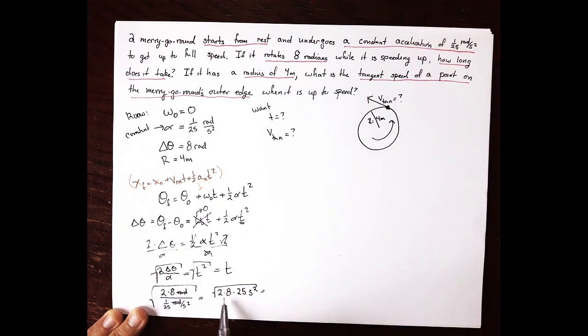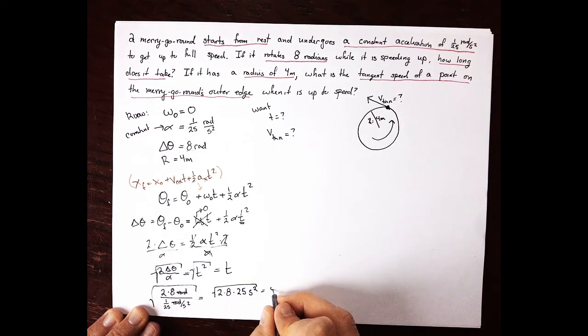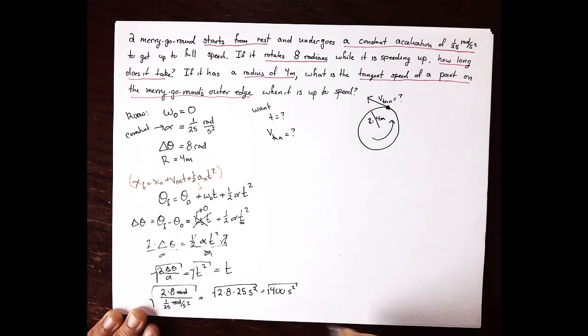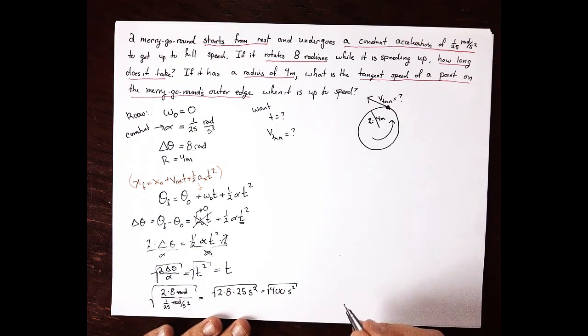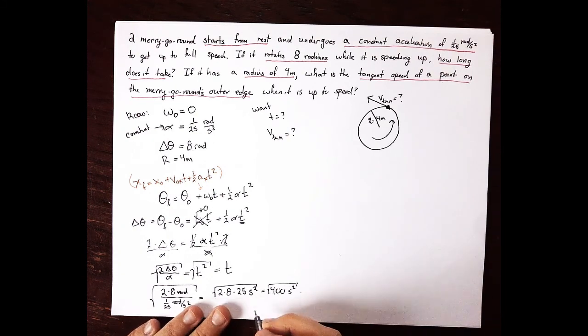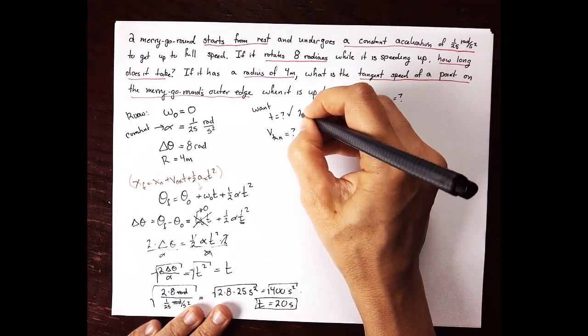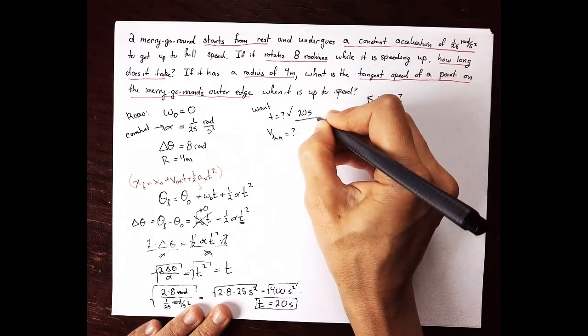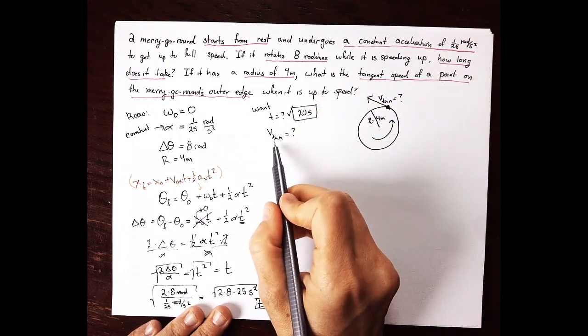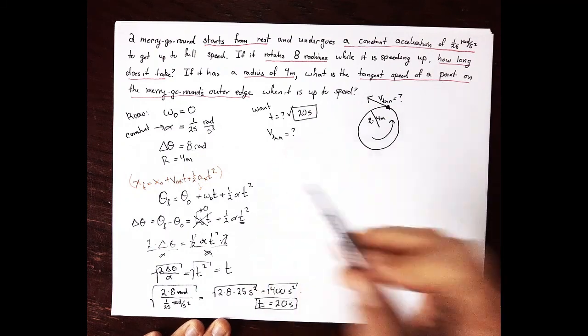And then let's see, 2 times 8 times 25, that's actually 400 seconds squared. Still need to take the square root, and that's a square root I can actually just do in my head. That tells me that time is 20 seconds. So that's the answer to my first problem. Time is 20 seconds. Now let's figure out the tangent speed.